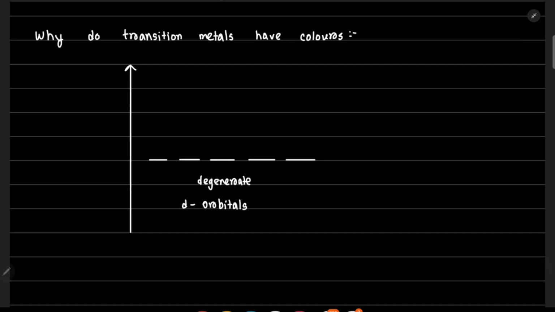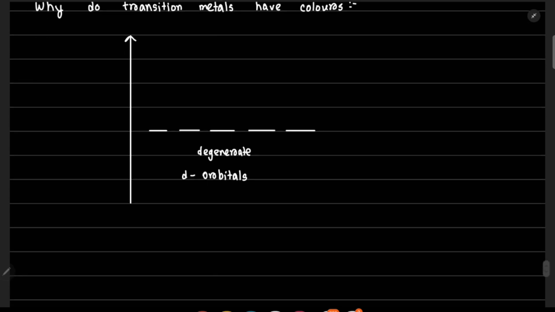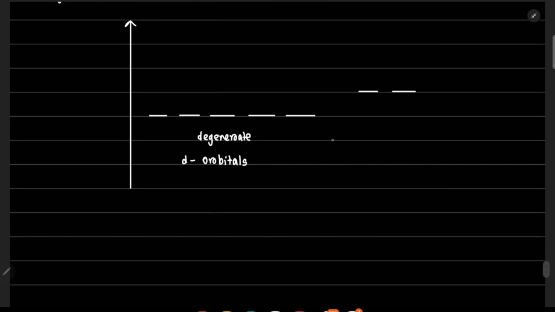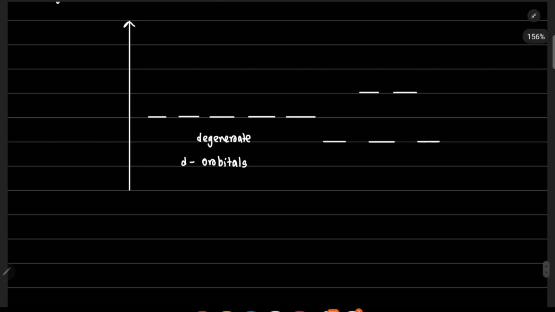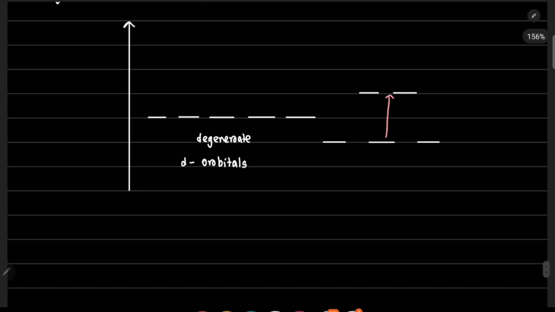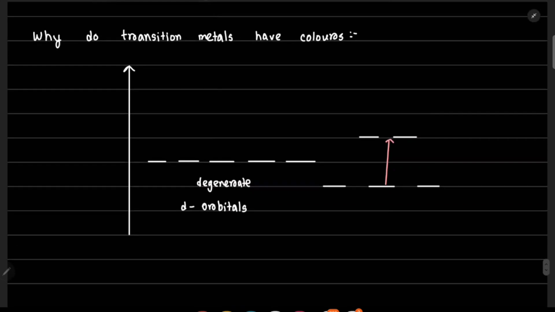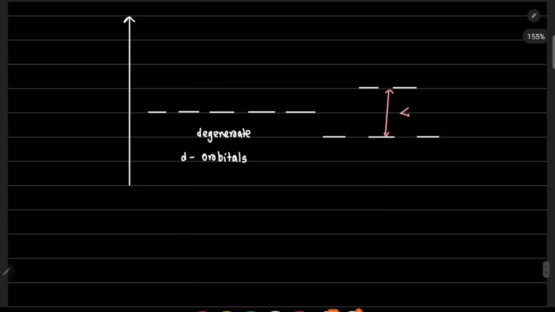They are all on the same energy level. Now when they are in a complex, the d orbital splits, so some of it becomes higher energy orbitals while others become lower energy orbitals. This creates a gap between them. So there is a gap between them over here.